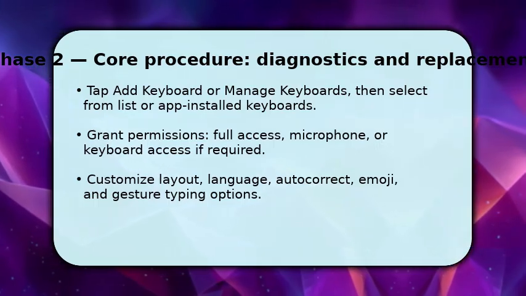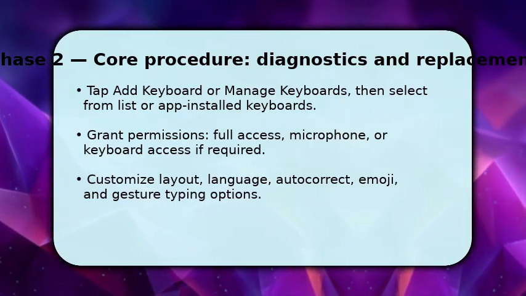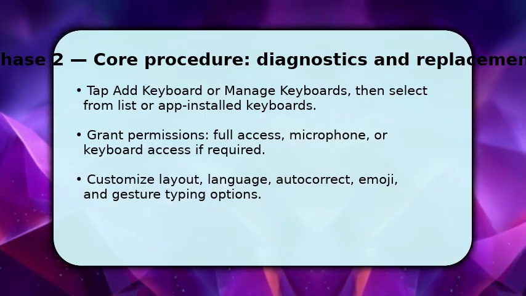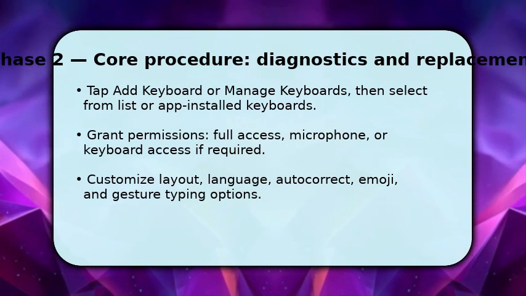Choose language, enable autocorrect, adjust keyboard height and theme, and turn on gesture typing or one-handed mode if helpful. These controls change how typing feels, so tweak them until the keyboard matches your speed and preferences.